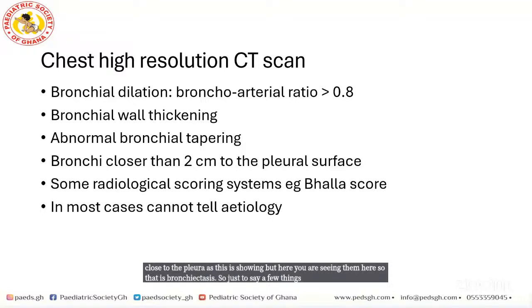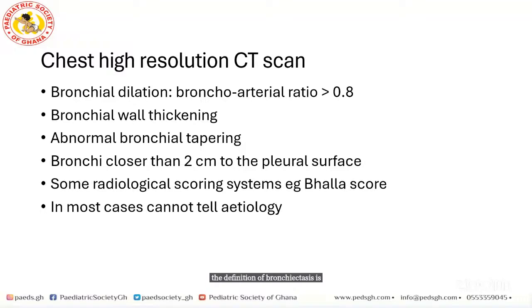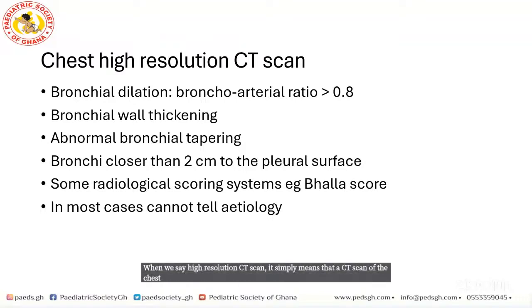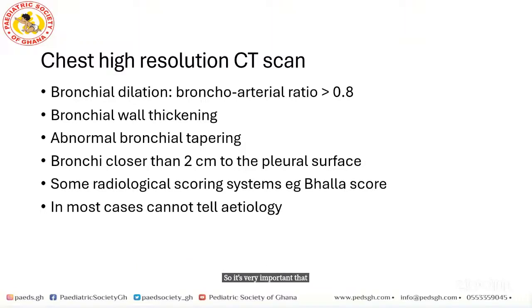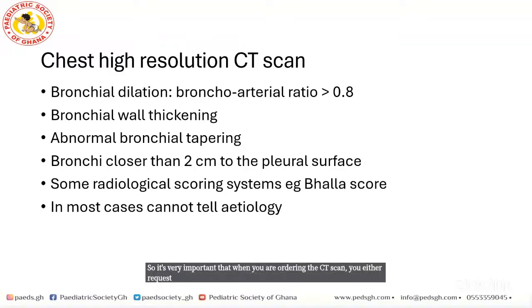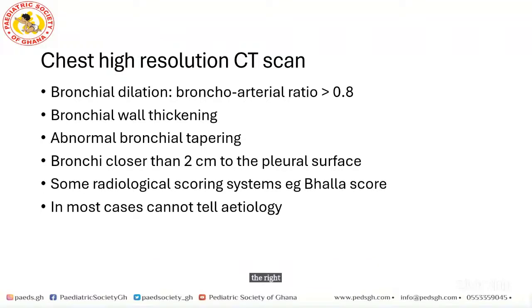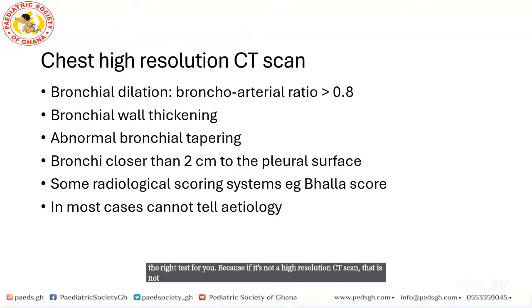The definition of bronchiectasis is based on high resolution CT scan. When we say high resolution CT scan, it simply means a CT scan of the chest, but the slices are very thin when they are doing the reconstruction. So it's very important that when you are ordering the CT scan, you either request a high resolution CT scan or you give a very detailed history to the radiologist so that they will be able to choose the right test for you. Because if it's not a high resolution CT scan, that is not the right test for diagnosing bronchiectasis, and you may not find what you are looking for.